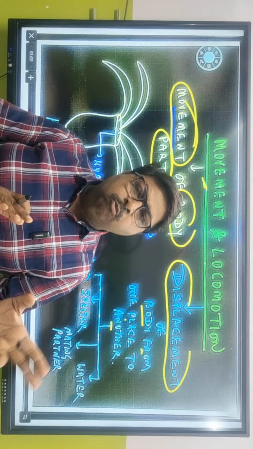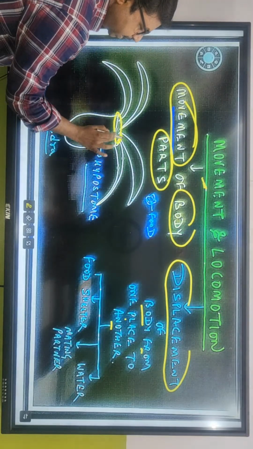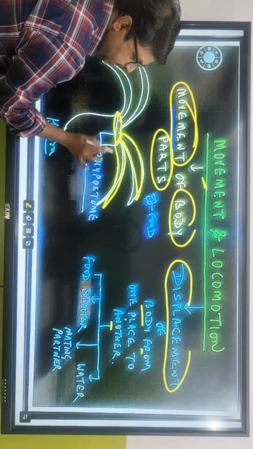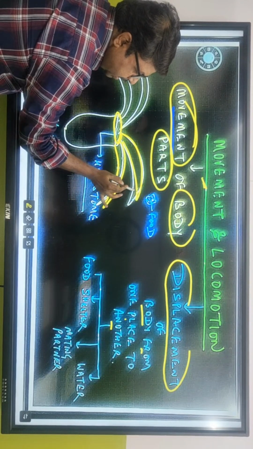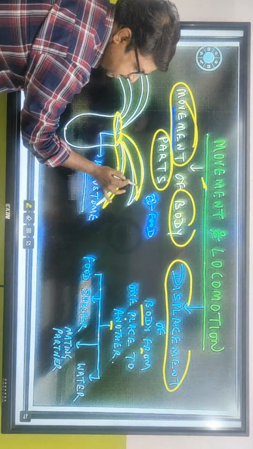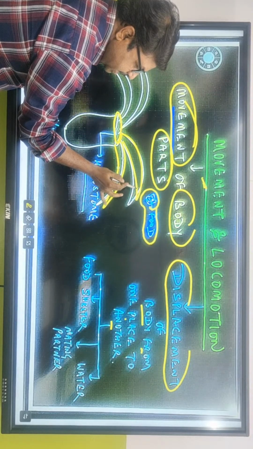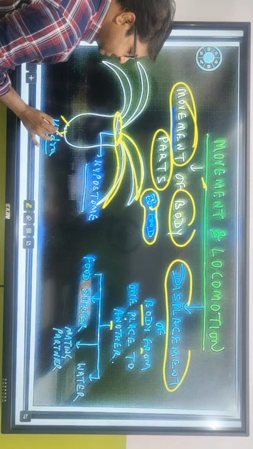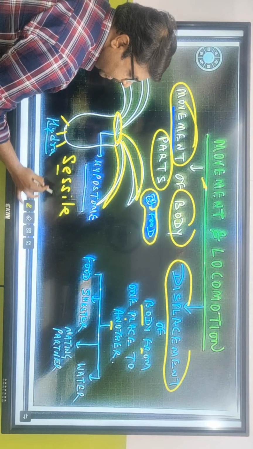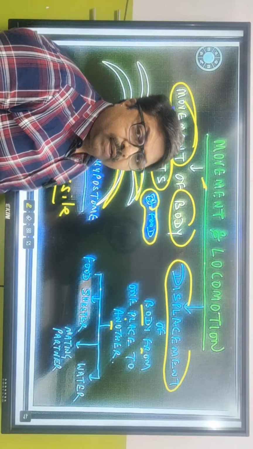And movement means, when we talk about Hydra, they have got tentacles. Now, whenever there is food, by the help of the tentacles, they're going to get hold of the food. The body is sessile. The body is not moving. Only one of the parts is moving.